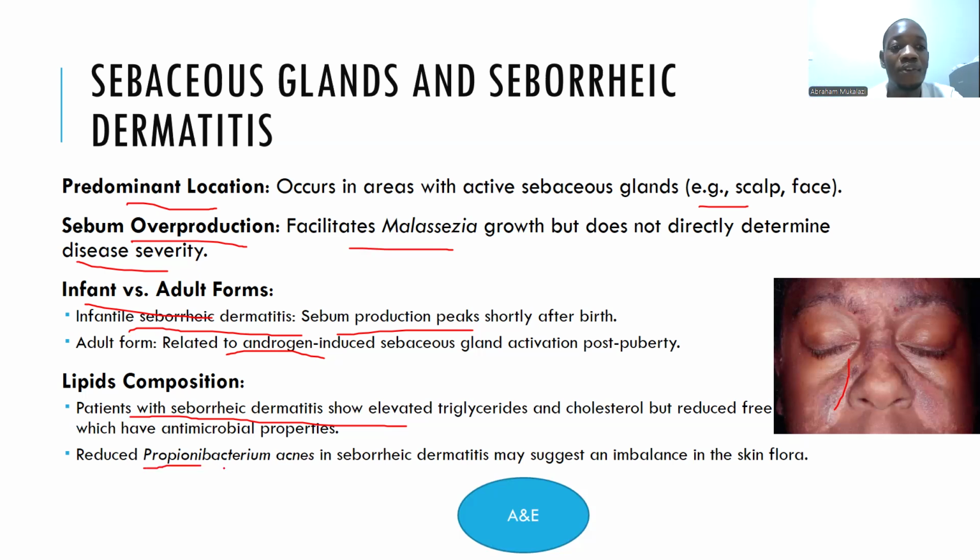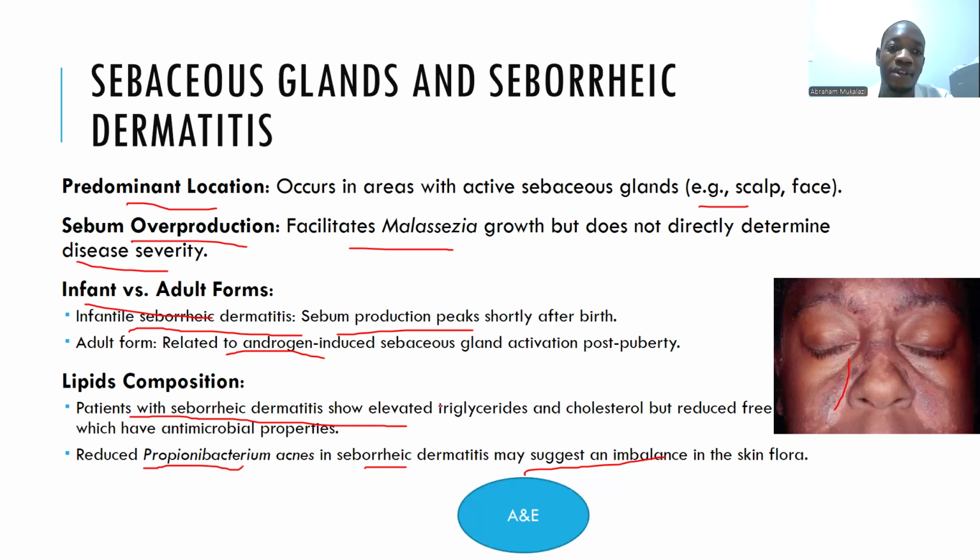And then we have also reduced P. acnes bacteria in cases of seborrheic dermatitis, and this usually suggests an imbalance in the skin flora. Because when we have what we call normal flora, these are the bacteria or microorganisms that reside naturally on our skin. P. acnes is one of them, and we see that in patients who have seborrheic dermatitis, P. acnes numbers are usually low, meaning that in those patients, the microenvironment favors fungal proliferation over bacterial proliferation.